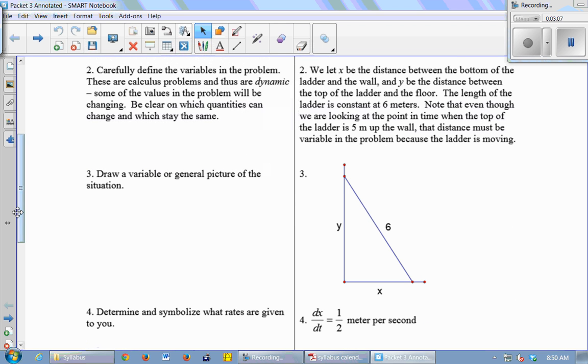Okay, so step 2 in our example, we've got a picture, right? This is the wall and the ground and the ladder, the 6-meter ladder. If we let x be the distance between the bottom of the ladder and the wall, and y be the vertical distance up the wall, the length of the ladder is constant. That doesn't change. But as I pull the bottom of the ladder away, x and y are both going to be changing.